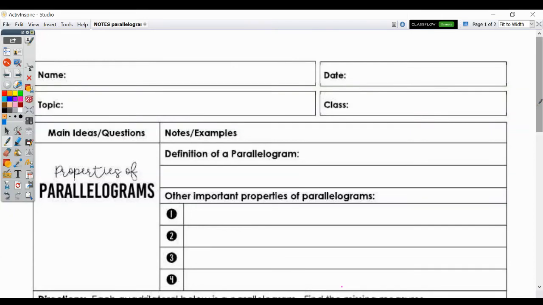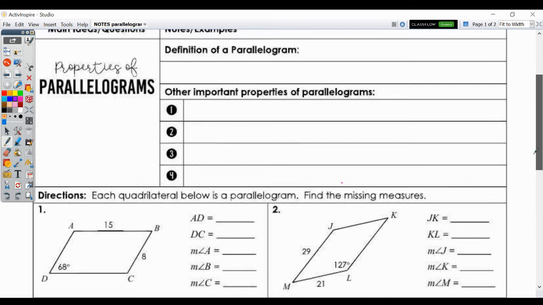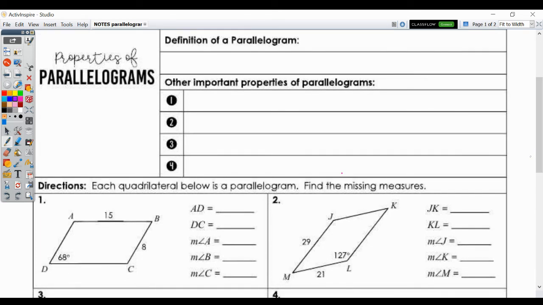Okay, guys, so we're going to get into talking about parallelograms. A parallelogram is a certain kind of polygon, or you can think of it as a certain kind of shape. And parallelograms have certain properties, so that means they have certain rules that they follow. We're going to learn a little bit about parallelograms, and then we're going to answer questions and solve problems based on the rules of those parallelograms.